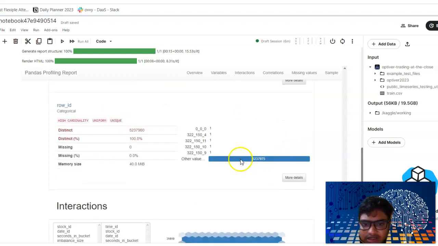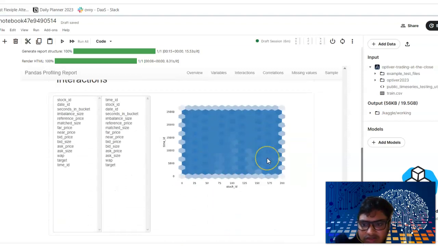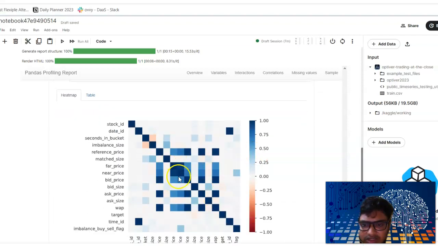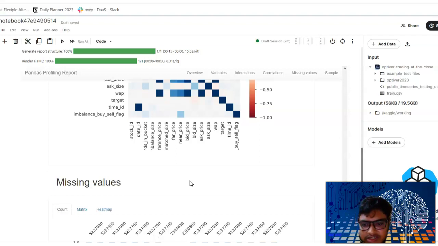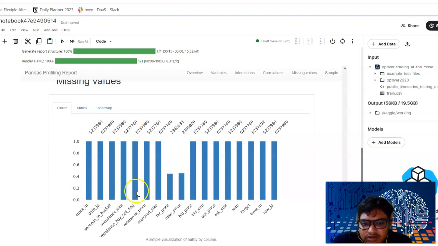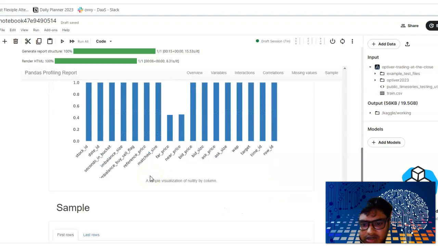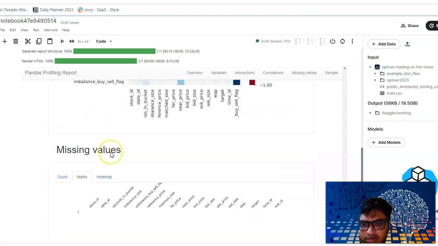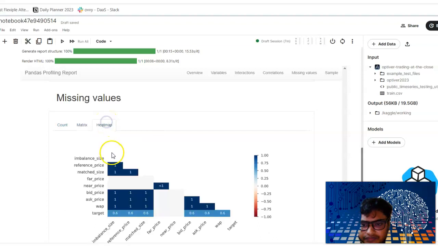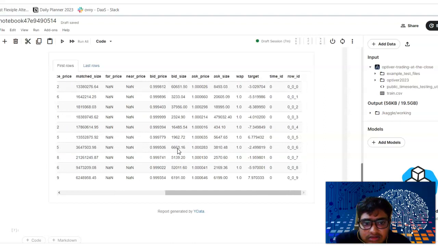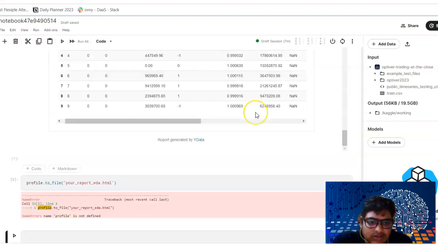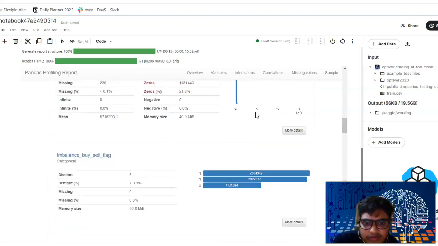Time ID is obviously distinct. Row ID, and these are the interactions. Okay, correlation: as you can see, far price, near price and bid price have some correlations. We will devise some categorical features using feature engineering. Then missing values: these two have very many missing values. Yeah, this is a sample of the dataset. So this is an overview of the data that we have.